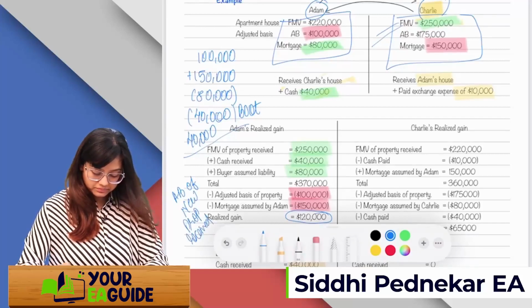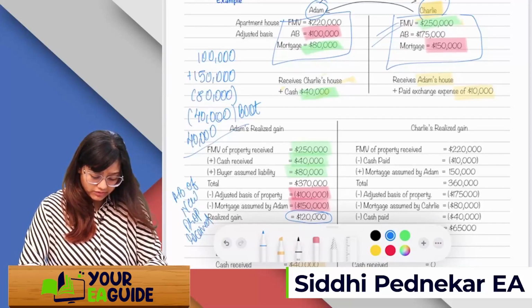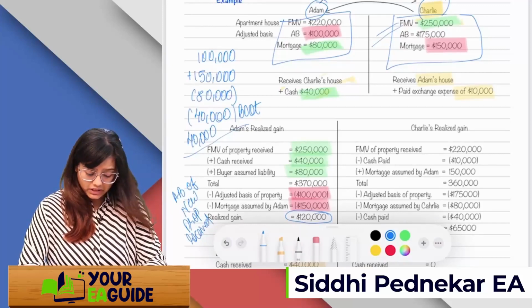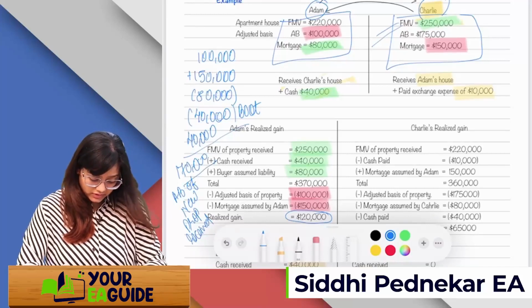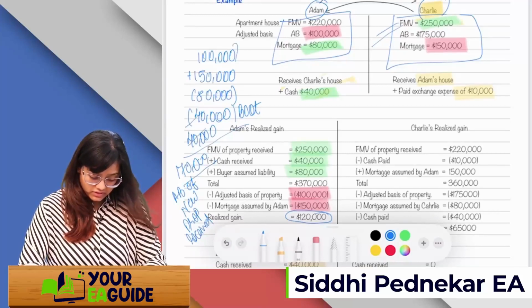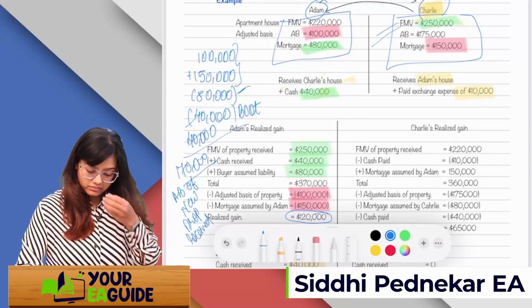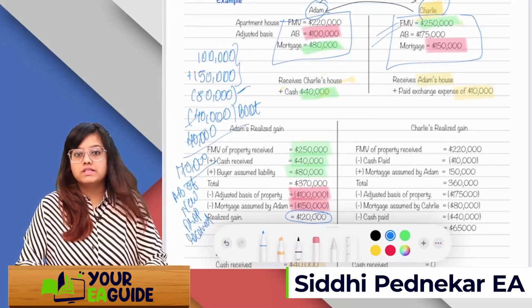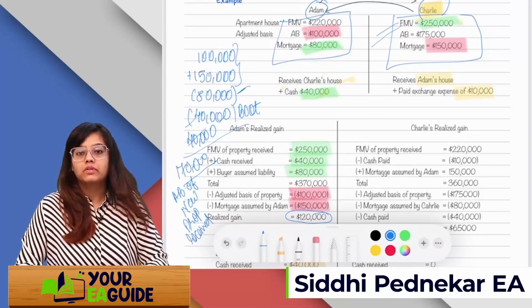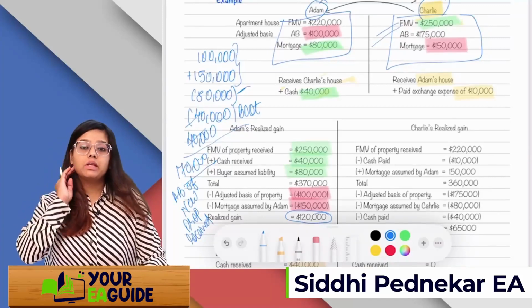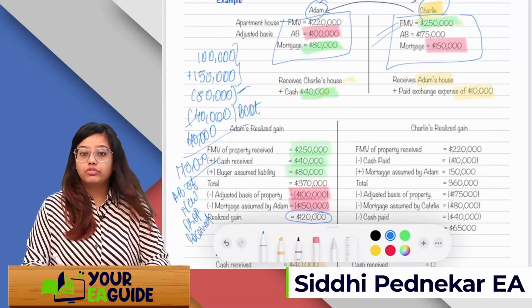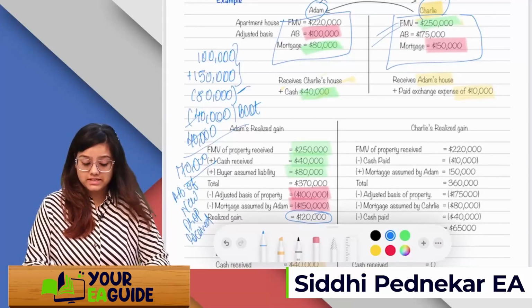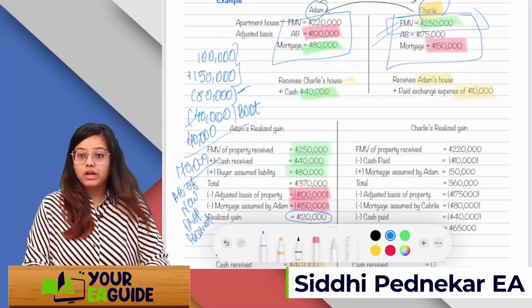It will be 2,50,000 minus 80, so it will be 170, I think. Right? 40 is getting offset. Here 2,50,000 minus 80, so yeah, 170 it will be. So 170 will be the amount at which Adam will recognize the value of the new property which he is receiving, the FMV of which is 2,50,000.